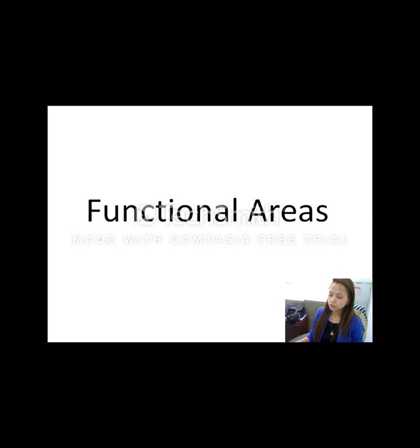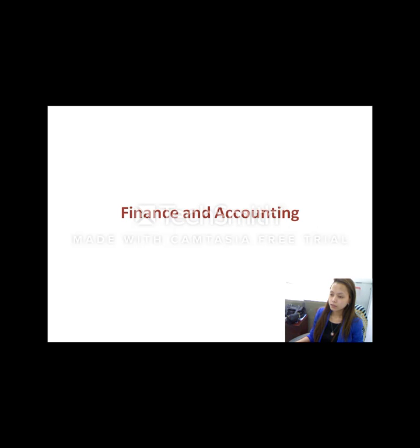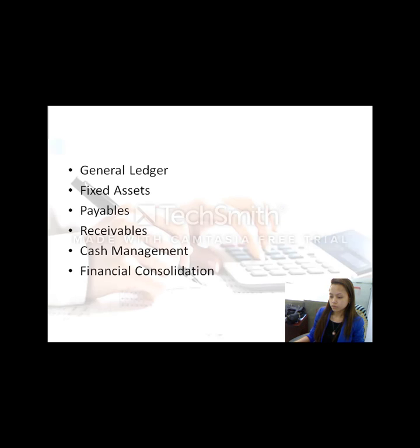Now let's talk about the functional areas. An ERP system covers the following common functional areas. In many ERP systems, these are called and grouped together as ERP modules. Finance and accounting. These include general ledger, fixed assets, payables including vouchering, matching and payment, receivables, cash management and collections, financial consolidation.